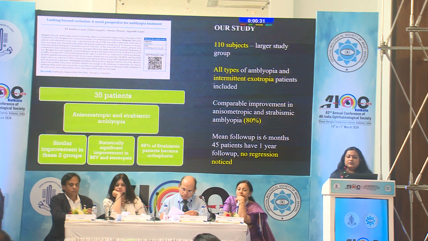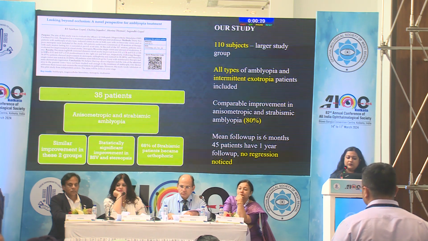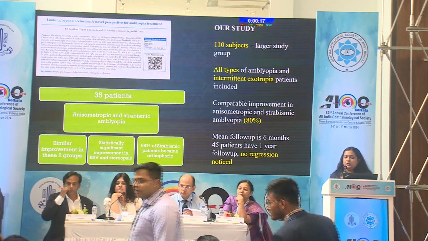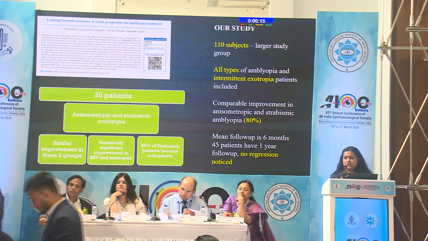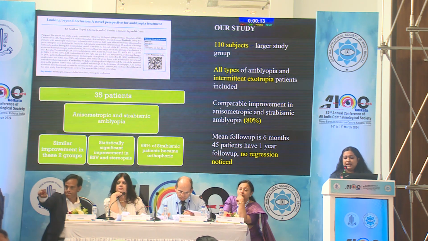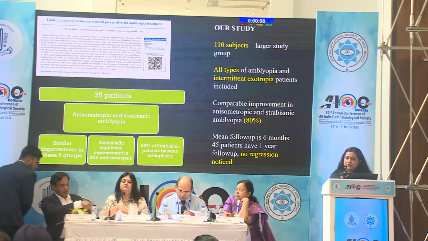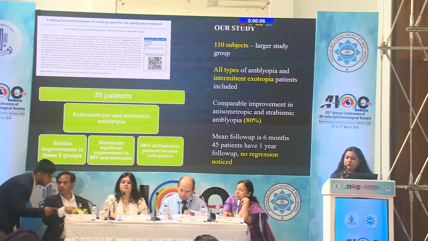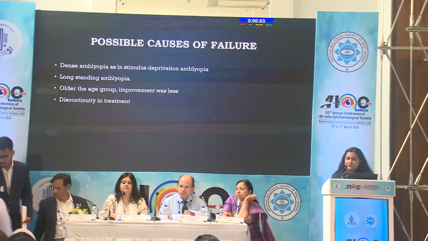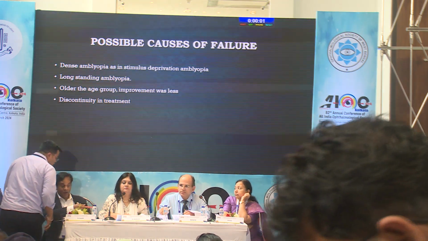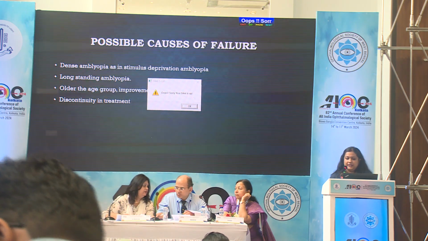We are comparing our study to a study published in IJO by Sandan Gopal et al., where he studied 35 patients and we have studied 110 patients. Anisometropic and strabismic amblyopia were studied in his study, and we included all types of amblyopia and IXT patients, and we got comparable improvement in anisometropic and strabismic amblyopia of 80%, similar to his study, and in both studies, no regression was noticed in the follow-up. Possible causes of failure could be dense amblyopia, long-standing amblyopia, older age group, and discontinuity in treatment.